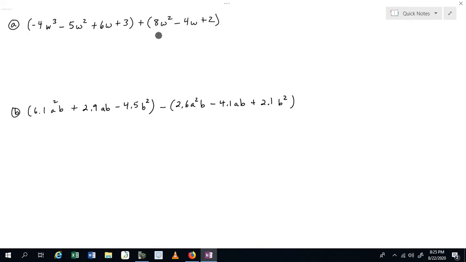Okay, so -5 plus 8 is 3, so you really have 3w squared. And of course this one, there's nothing to add to it because it's the only w cubed term. But you can add the w squared terms together by adding their coefficients because they're like terms.